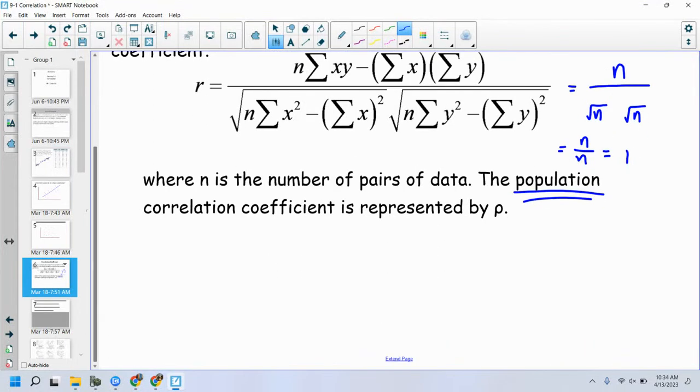Now, population correlation coefficient is represented by, anybody know what that is? P. Weird P. It's like the standard deviation symbol, sideways. What was the symbol for standard deviation? It looked like this, right? What was that called? Sigma, right? Sigma is just a Greek letter, right?